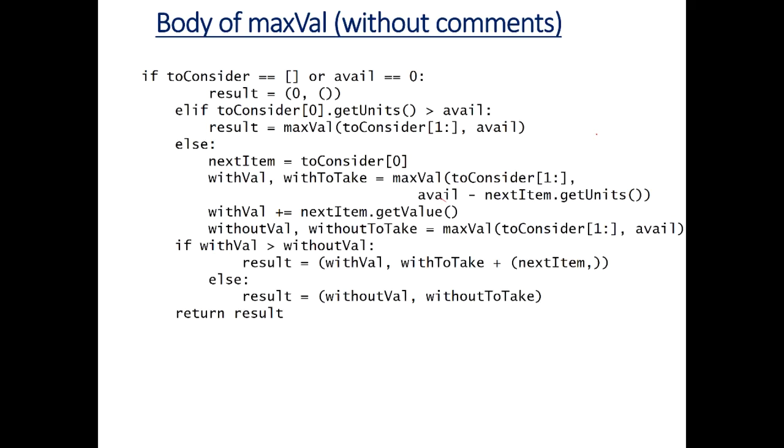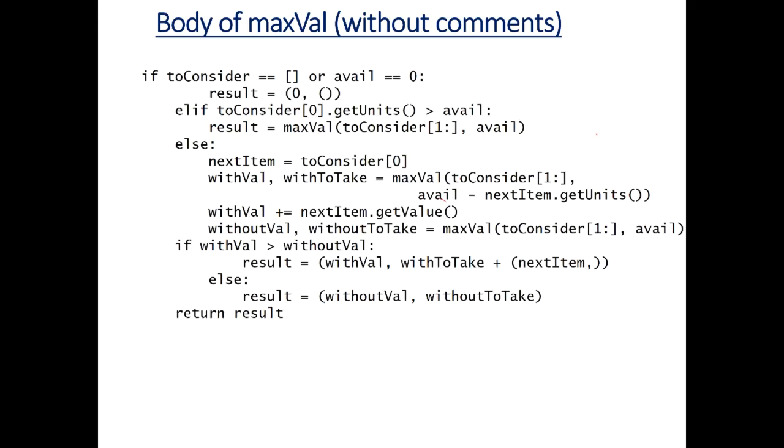Here's the code for MaxVal. I'll apologize for not including the comments, but I wanted to squeeze it all onto one slide, and it wouldn't work if I had the comments. But I'll talk you through them anyway. So the first line says if to consider is empty, or there's nothing available, well, then the result we're going to return is no value and no items.